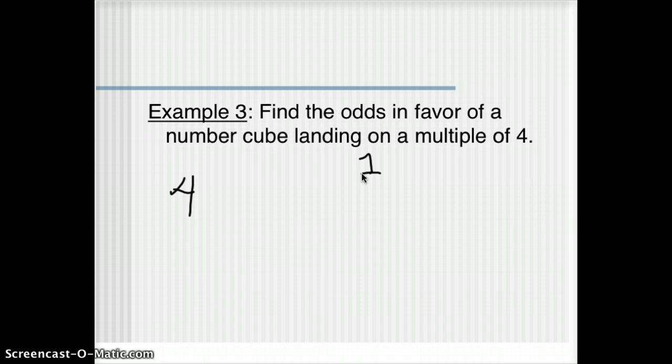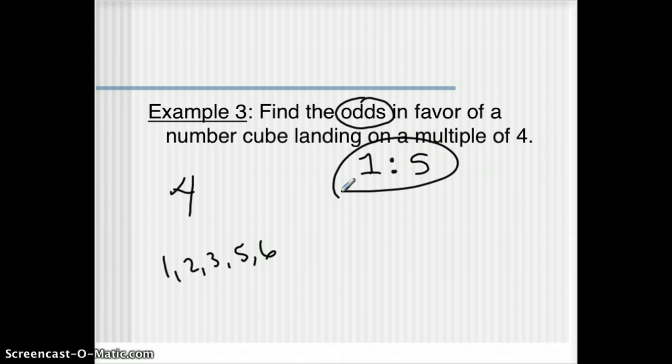Probability of 4 would be 1/6, but this time I'm asking for odds. So odds favorable to unfavorable. Unfavorable would be a 1, a 2, a 3, a 5, or a 6. So there are 5 outcomes that are unfavorable. So my odds in favor of getting a multiple of 4 are 1 to 5.